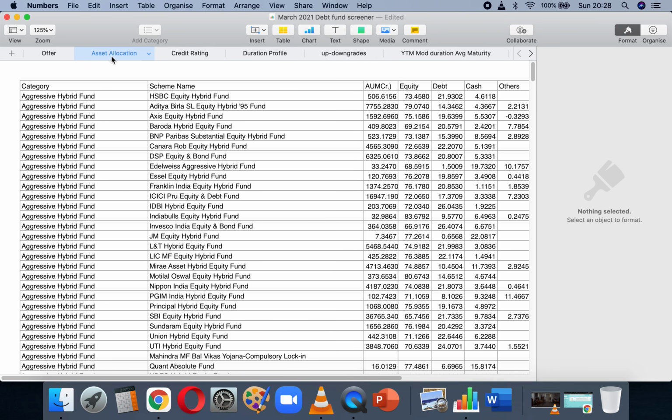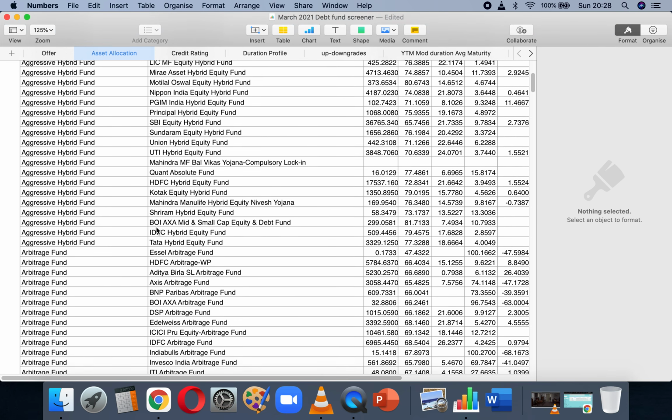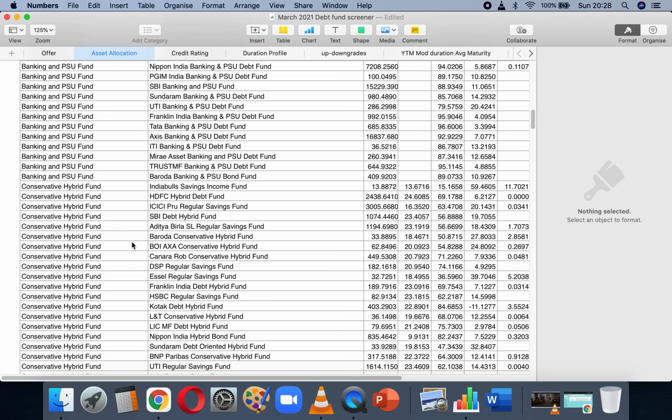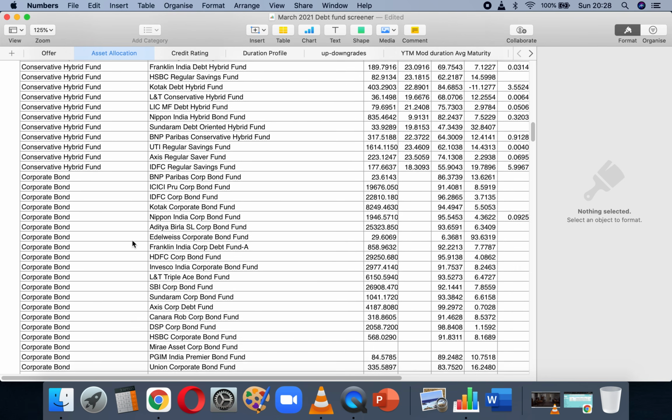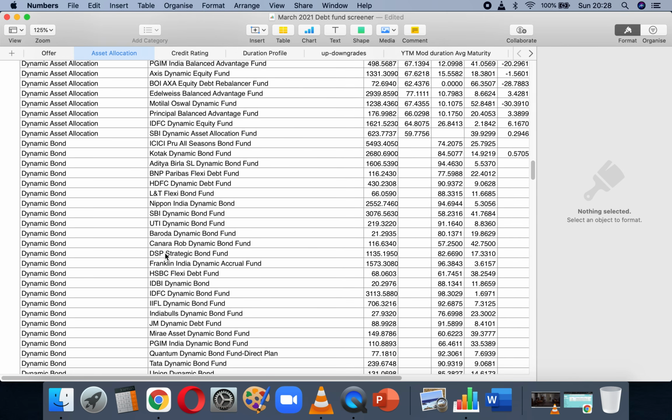Then you have the asset allocation sheet. You have the category listing, the funds, the AUM, the amount of equity, debt, cash they hold, etc. You have arbitrage funds, balanced funds, balanced advantage funds, banking and PSU, conservative hybrid, corporate bond, and so on, the whole deal.